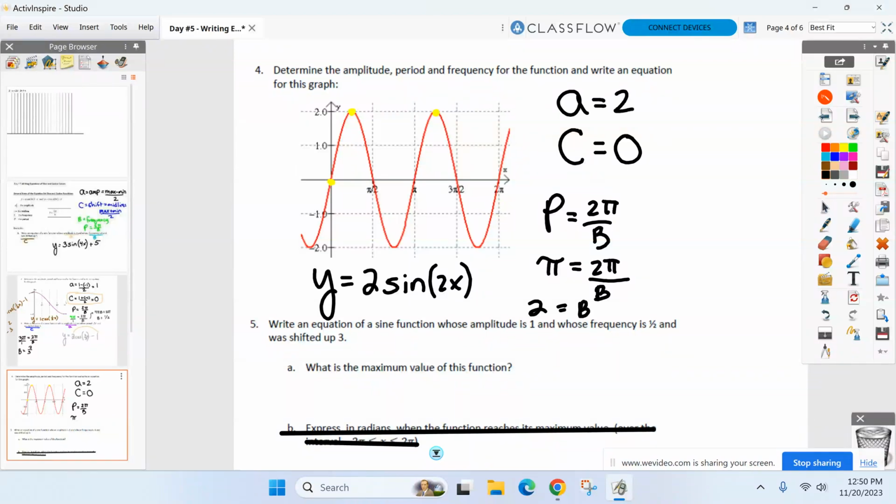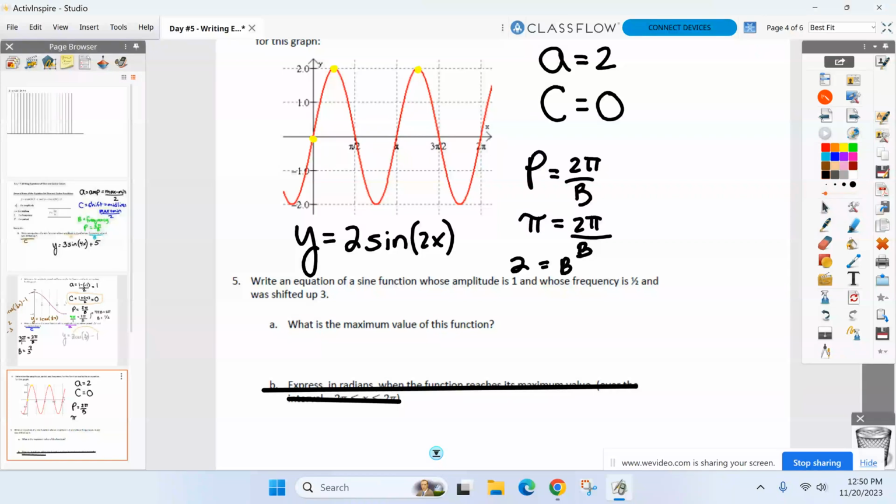Any questions, comments? All right, good. I deleted that this year. All right, this is actually 2 questions in one. There's a question first, number 5, and then part A. So go ahead, write the equation: amplitude of 1, frequency of 1/2, and a shift up 3.